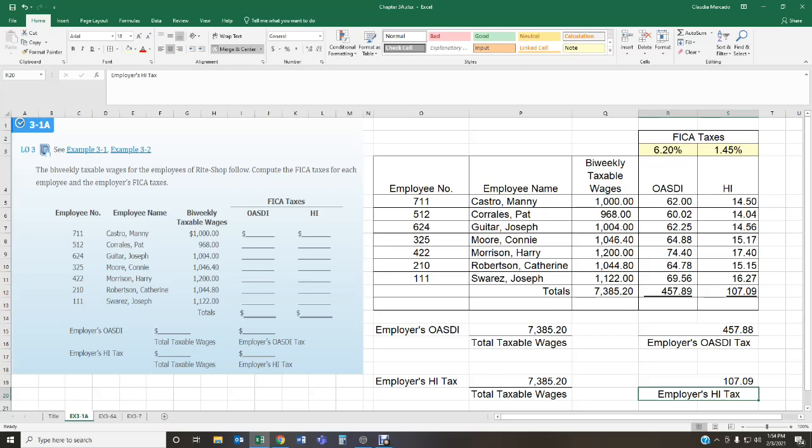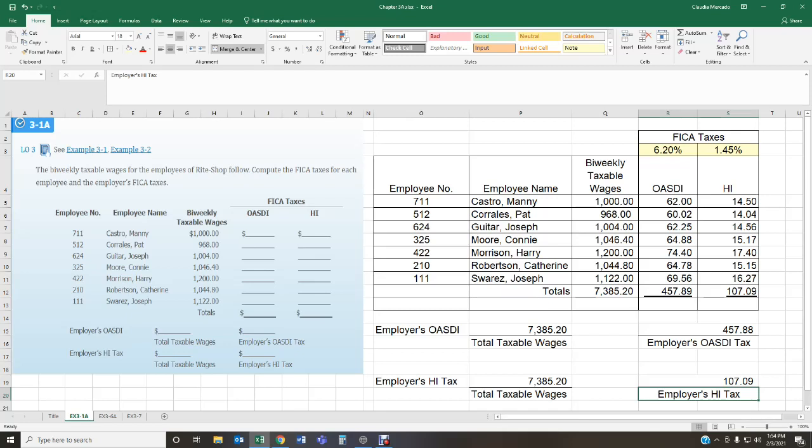Once you get the total from your taxable wages, you get your total taxable wages times your OASDI rate. That gives you your OASDI tax. Your taxable wages times your HI tax of 1.45% gives you your HI tax for the employer. So this is how you do it. This is how you do exercise 3.1.